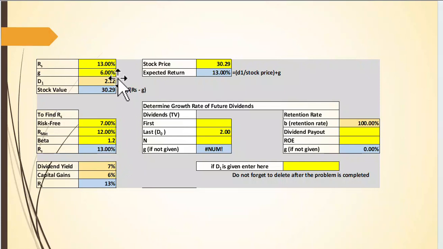6% is the growth rate that we were given, because we know that 13% is the required return. The dividend growth rate is 7%. We calculated that. So that must mean the capital gains is 6%. That's g. The dividend that we started with is this $2 dividend. So D sub 0 is $2. That means D1 is going to be $2.12. So the value of this stock is $30.29. If you paid $30.29, you would earn 13% is the rate of return you would expect to earn on average if you held this investment.